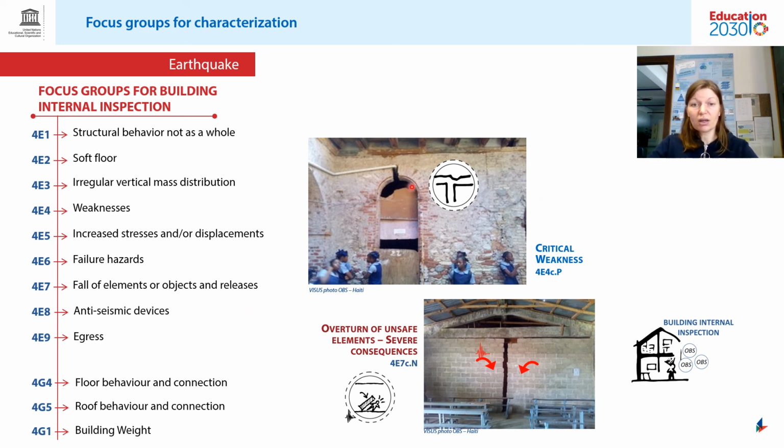In this image, I just show you some examples of critical weaknesses. You see here, in order to permit the passage of this pipe, this arc was strongly affected, causing a local very strong weakness. And also in this case, there could be the overturn of these non-structural elements, but they are heavy, and if they fall, they could cause very severe consequences on children in the school.